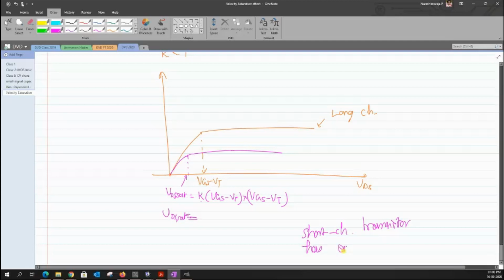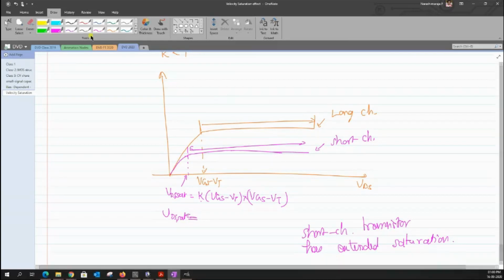has extended saturation regime. So what do we mean by this extended saturation regime? You see, in the long channel device, the saturation regime falls right from this value of VDS all the way through this. Okay, when I take a short channel, the saturation regime is much wider for a short channel device. Okay, so this is one of the physical phenomena that you can observe when you try to plot ID versus VDS.